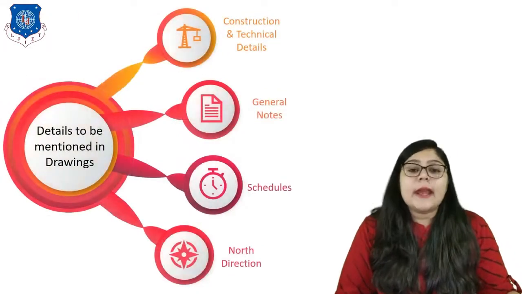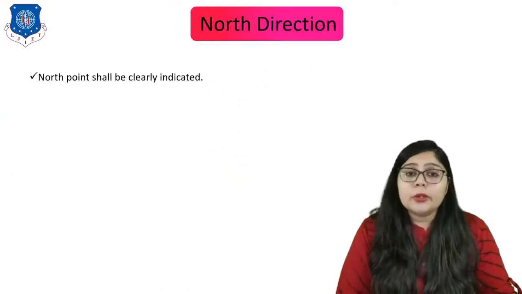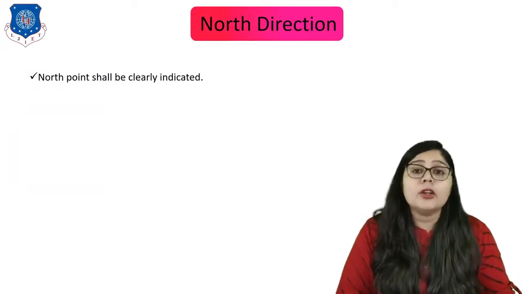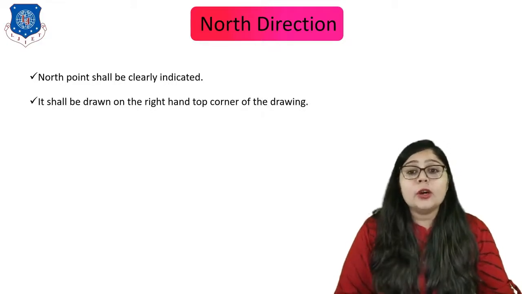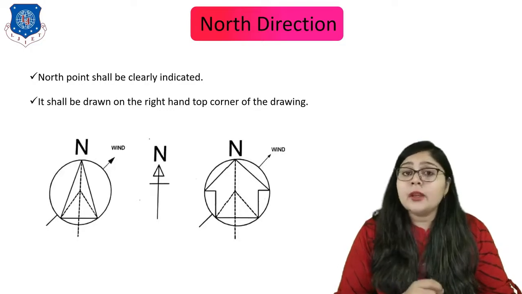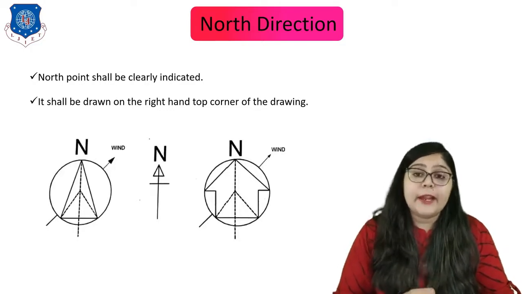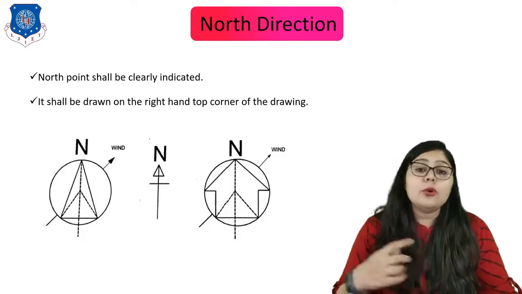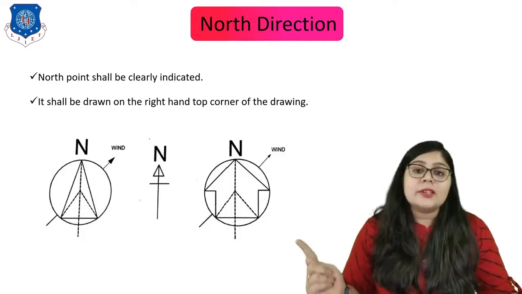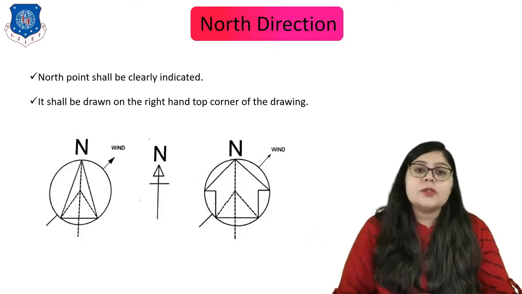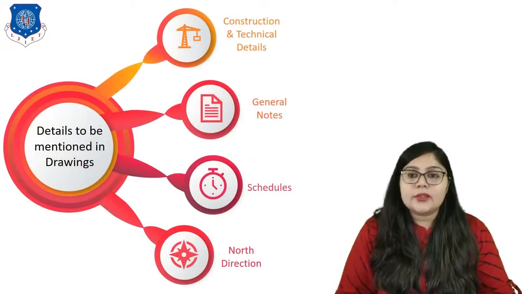Now let us understand the north direction. It is a very important term when we talk about planning. The north point shall be clearly indicated in any plan or drawing, right? It shall be drawn on the right hand top corner of the drawing. At the same time, the drawing of north is specified. It means I cannot draw north as per my perception. I have to follow these standards, right? So there are 3 ways from which we can draw the north symbol, right? So this is all about the north direction.